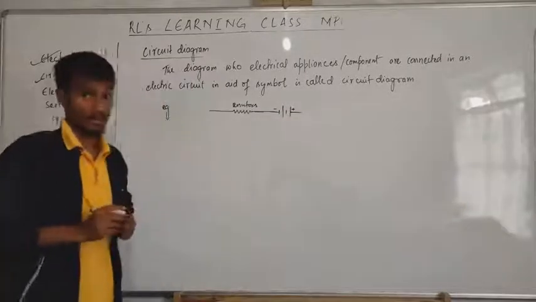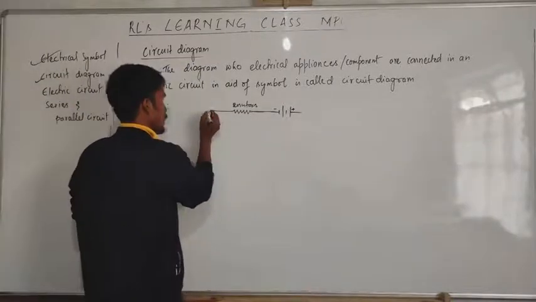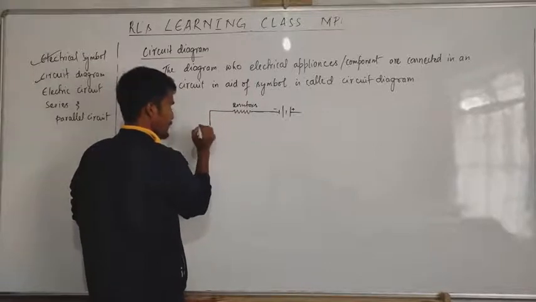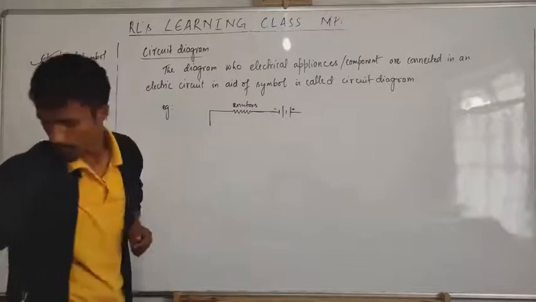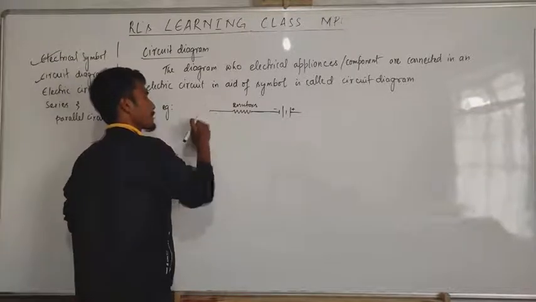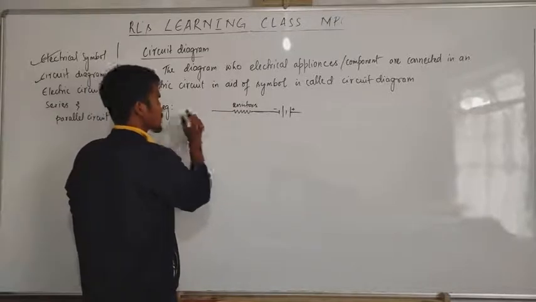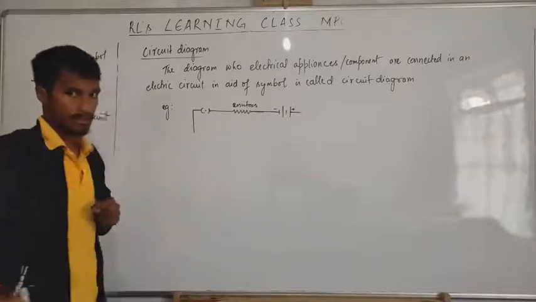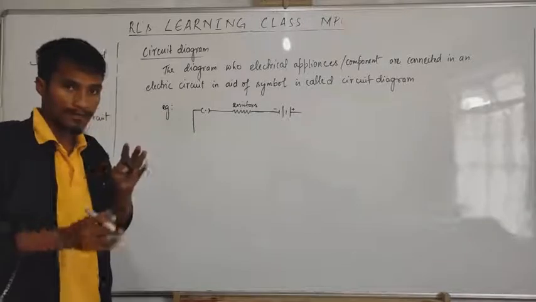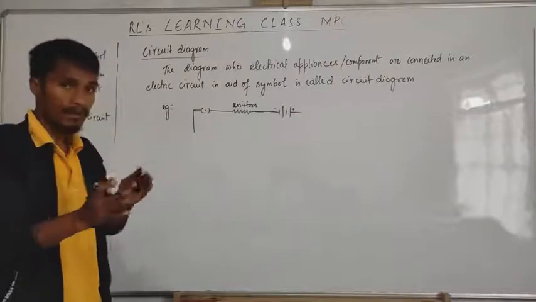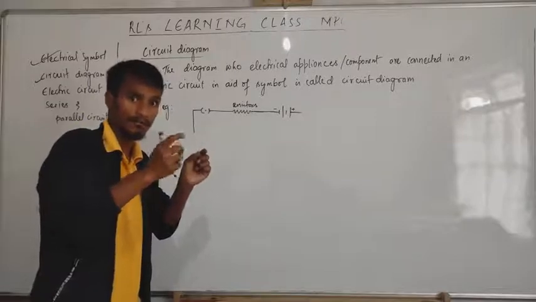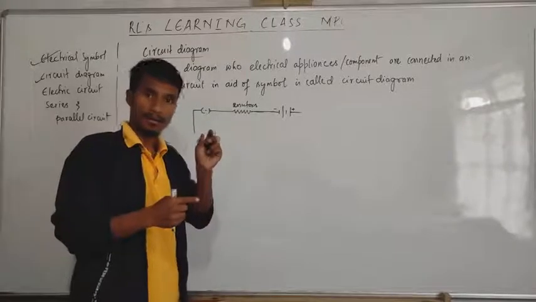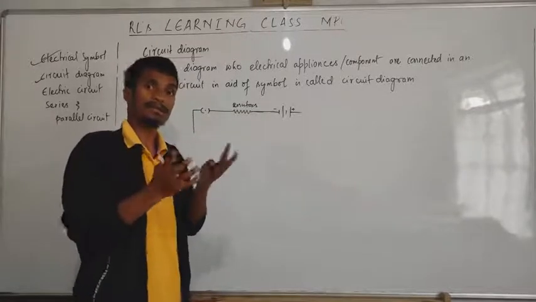Let's say this resistor is connected to a battery, and then this resistor is connected to a switch. Okay, now this is a closed switch. Closed switch means the current can flow through the circuit. If it is an open switch, the current cannot flow. That's why open switch means off, no current. Then closed switch means the current can flow through our circuit, so it is in the on position.